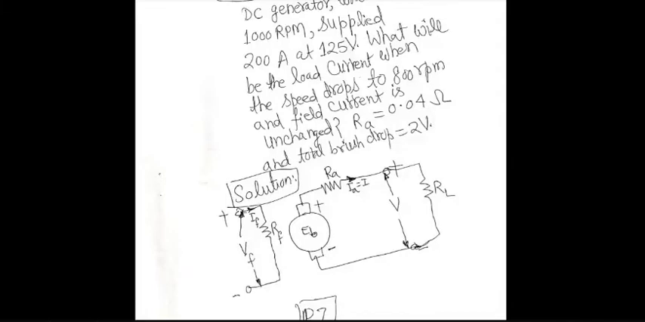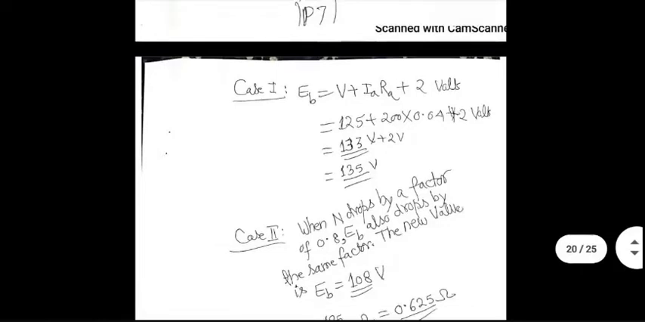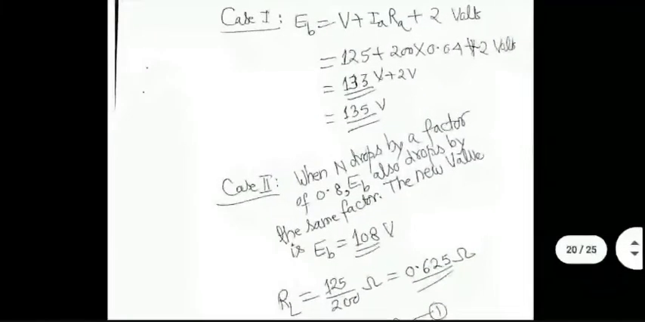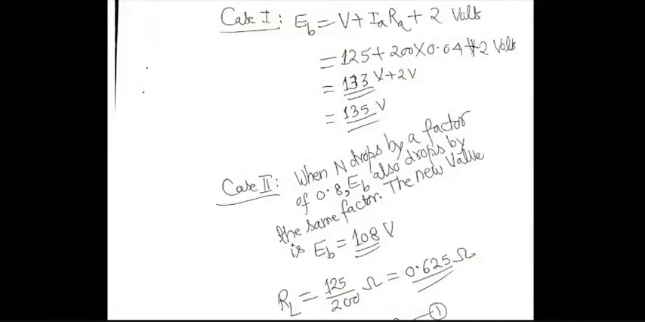Phi is not changing because you are producing the same IF in both cases. Okay, Z, of course, will not change. P will not change. A will not change. It's the same machine you are looking at. So only N is dropping by a factor of 0.8. So EB would also drop by the same factor in the second case. So it will become 135 volt multiplied by 0.8. This is the intelligent part that you need to be able to figure out. In the second case, EB is going to be 108 volt.